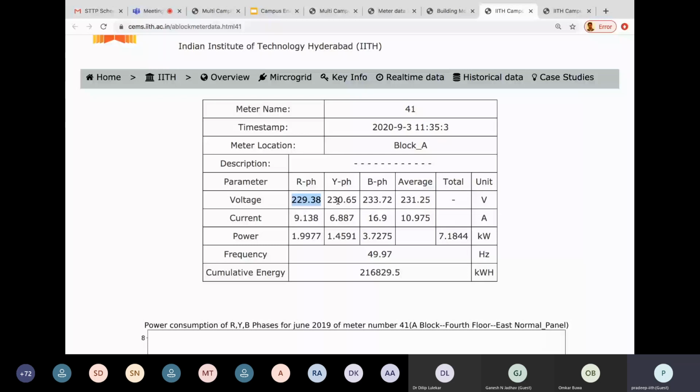But if you see current, 9 amperes in R phase, 6 amperes in Y phase, and 16 amperes in B phase. Immediately you can see the B phase is heavily loaded. So there is an unbalance here. In fact, you can see 1.7 kilowatt in R phase, 2.2 kilowatt in Y phase, and 2.2 kilowatt in B phase. So total 6.2.